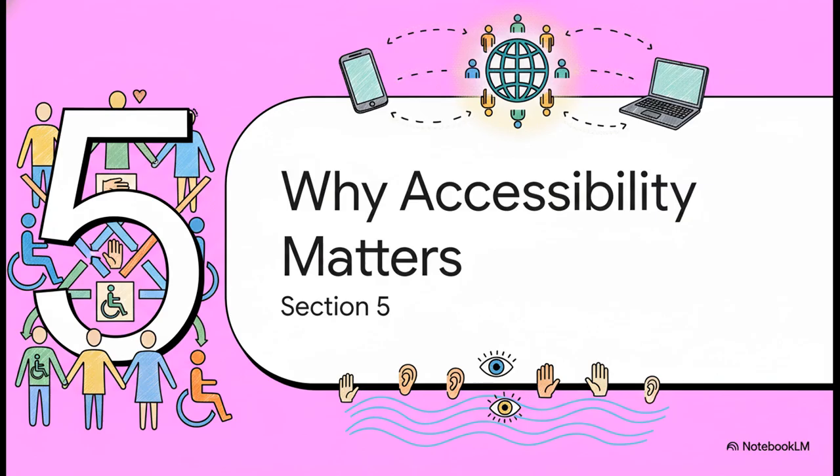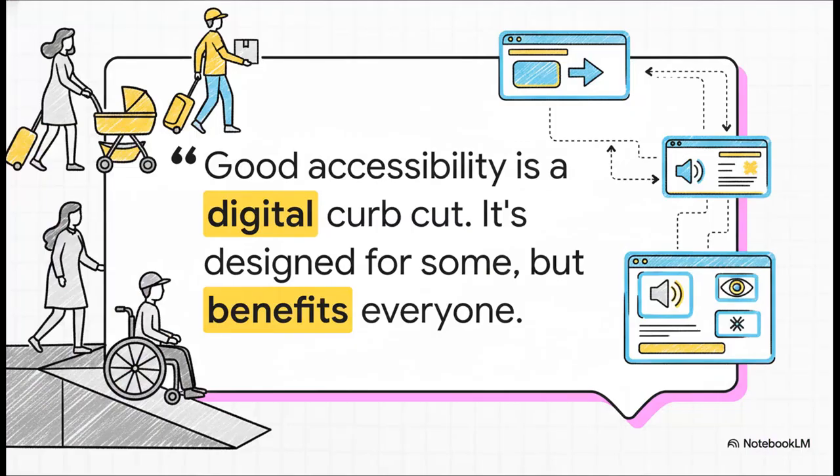Okay, so with those principles in mind, let's pull back and look at the big picture. Why does this all really, truly matter? I absolutely love this quote because it just nails it. A digital curb cut. Think about the sloped curbs on sidewalks, right? They were originally designed for people in wheelchairs. But who uses them now? Literally everyone. Parents pushing strollers, travelers pulling luggage, delivery drivers with carts. They made the physical world better for everybody. And that is exactly what digital accessibility does.